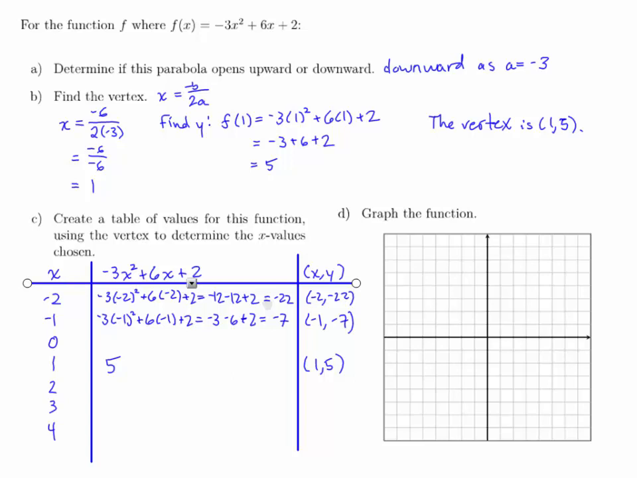Looking at 0, this one will be a little simpler. I'll take negative 3 times 0 squared plus 6 times 0 plus 2, and that's just going to equal 2. So it passes through the point 0 comma 2.